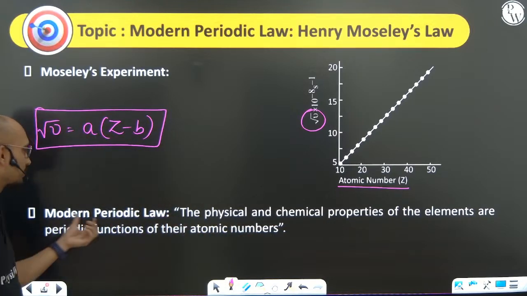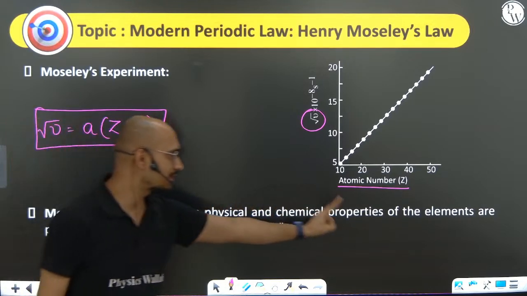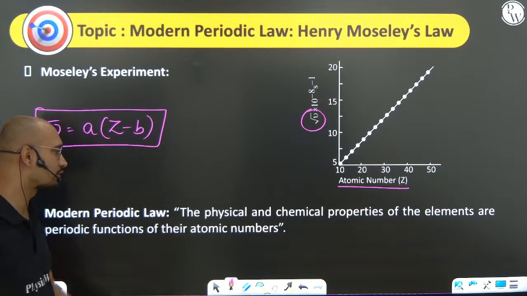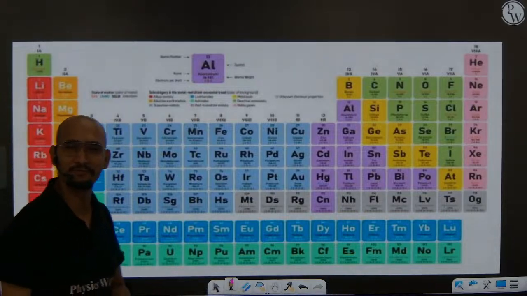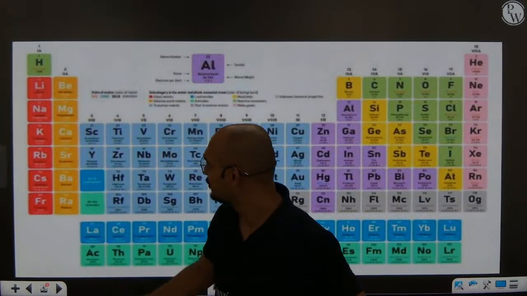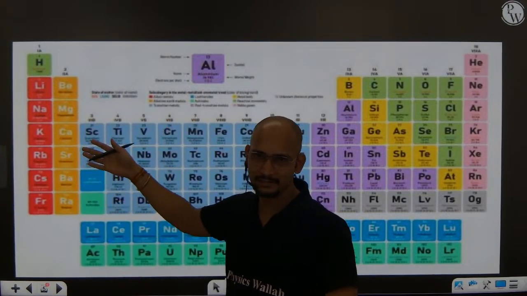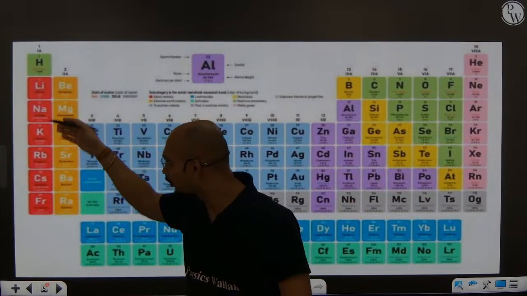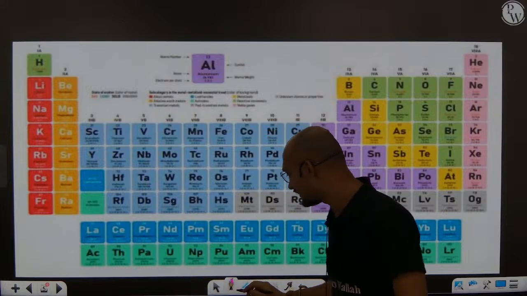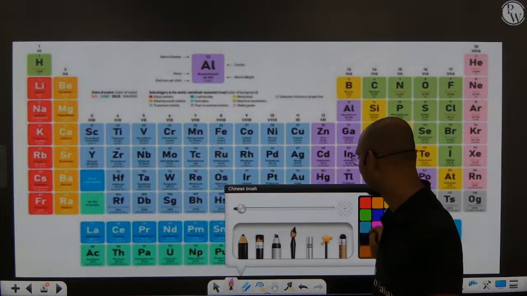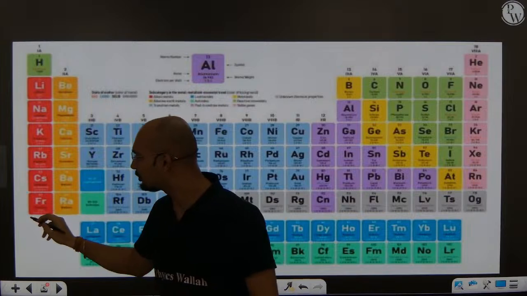Now, the modern periodic law states that the physical and chemical properties of the elements are a periodic function of their atomic numbers. I hope everyone understands this and is familiar with these things. These are different elements that are periodically classified.